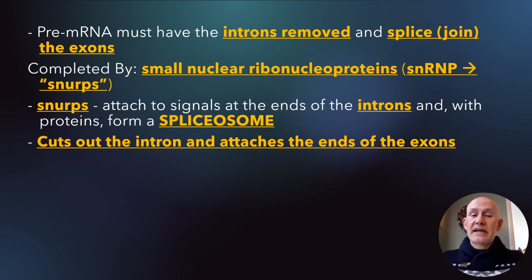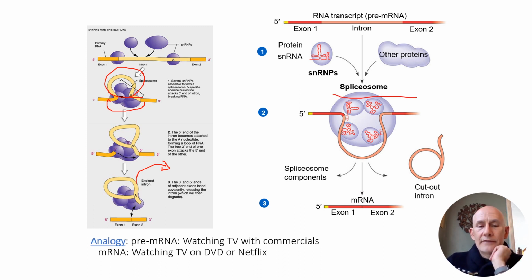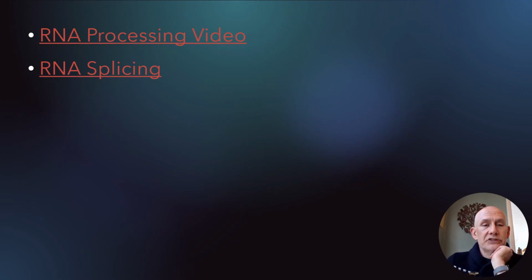So this cuts out the introns, attaches the ends of the exons, and it looks something like this. So you have all of these snRNP proteins and RNAs, and they come in, and they fold up the intron, and then they're bringing the exon ends together. And so then this intron RNA gets broken down and recycled. So here again, this is everything together as the spliceosome. And then we have our final mRNA. We are ready to move on to translation. So again, some of these videos you want to watch to help visualize that process.